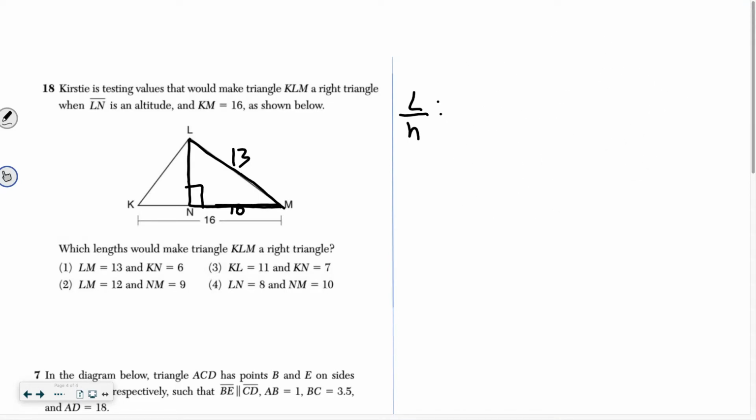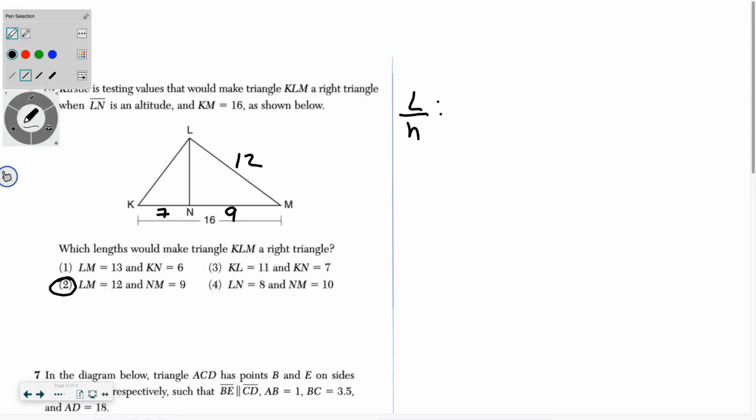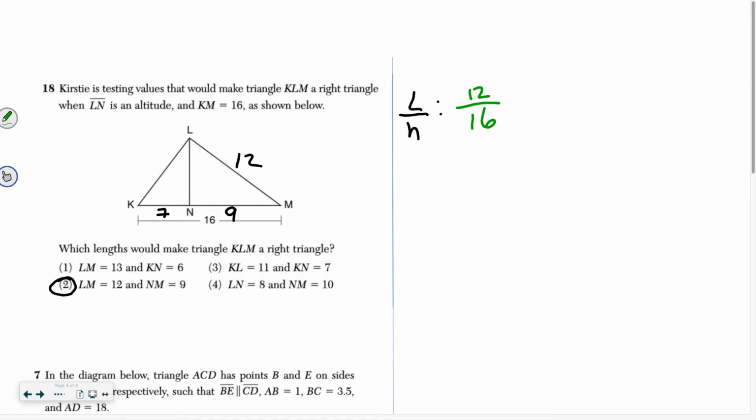Okay, try number 2. Number 2 says LM is 12 and NM is 9. If NM is 9, then that means that KN is 7, because 7 plus 9 is 16, right? Sticking with our long over height, sticking with the same exact ratio, because we don't have any new sides here, long is going to be 12 in the big triangle, and the height of the big triangle is 16.